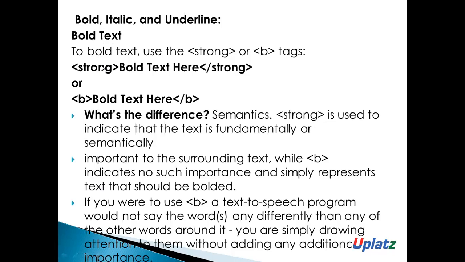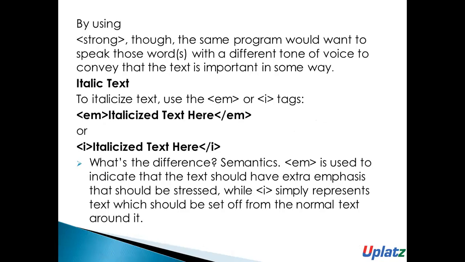In order to bold your text, you can use either the strong tag or the b tag. By using the strong tag, in the same program, we would want to speak in a different tone of voice to convey that the text is important in some way. So this is how you can use it.